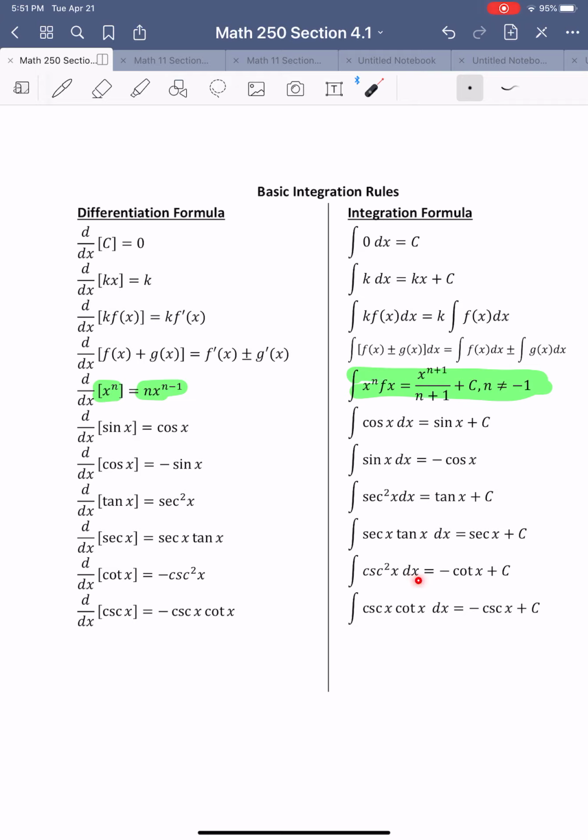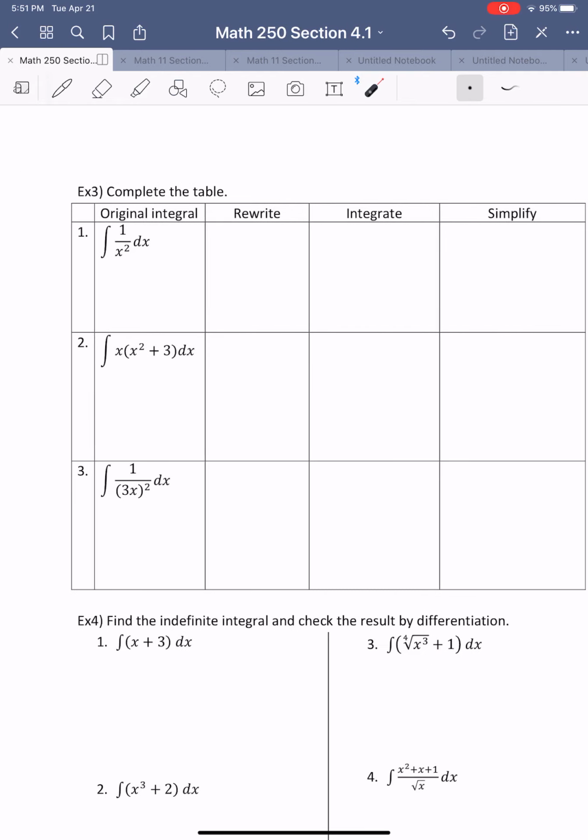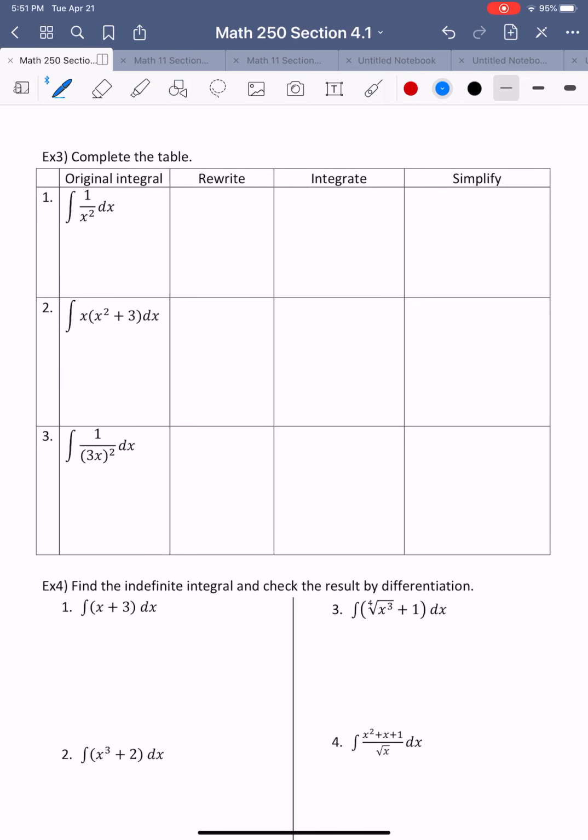The integral of cosecant squared x dx is negative cotangent x plus c, and the integral of cosecant x cotangent x is negative cosecant x plus c. All right, so let's try to do the problem step by step. I want you to complete the table following the rules we just learned.